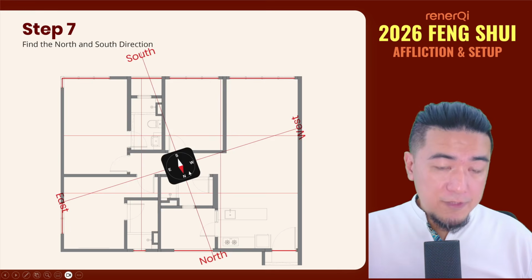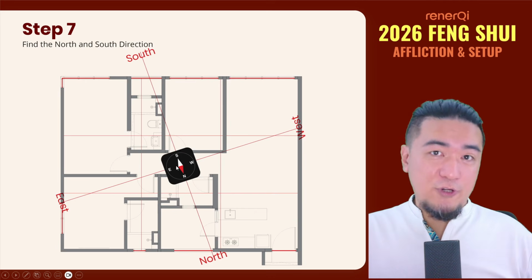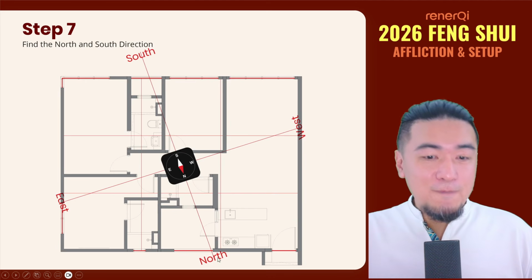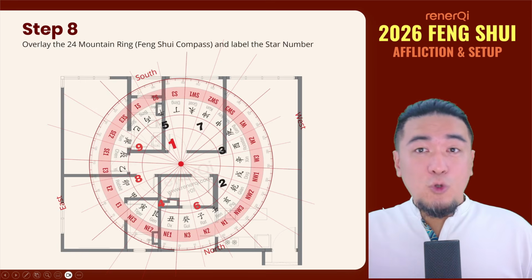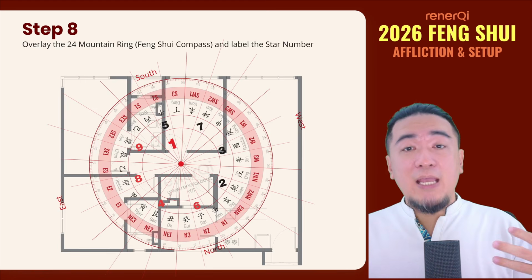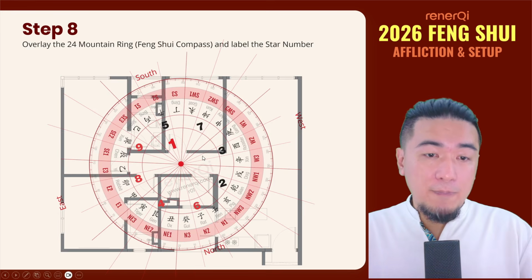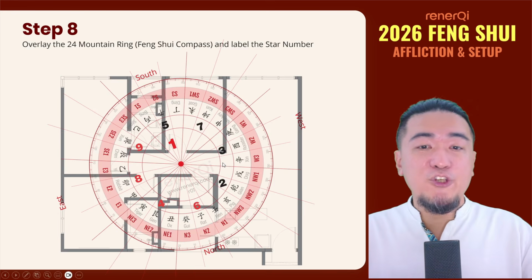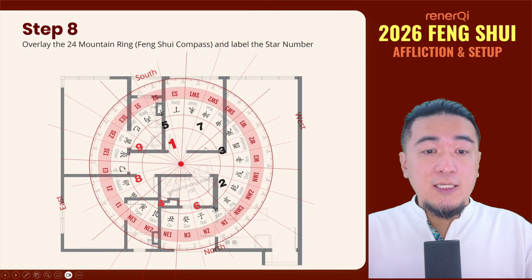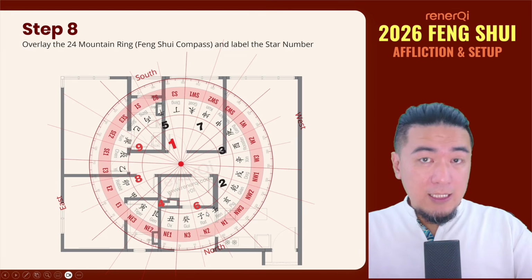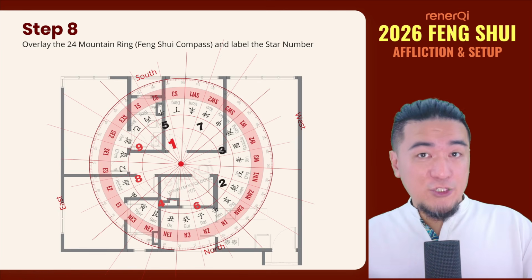You just need to find out where the north direction is. After that, go to my website and find the free annual feng shui pan, the annual feng shui compass. It's a transparent PNG, so you just overlay it on top of your floor plan. Then align the north direction, the 0 degree, according to the north direction you found.